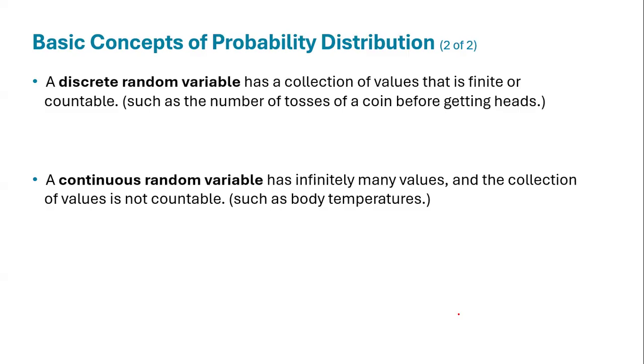But when we talk about a continuous random variable, it can have infinitely many values, and the values are not countable. For example, body temperature can be any number, not just some specific numbers, because we can represent it in decimals as well. In this section, we talk about discrete random variables, because the X values that we represent in all of the examples are finite and countable.